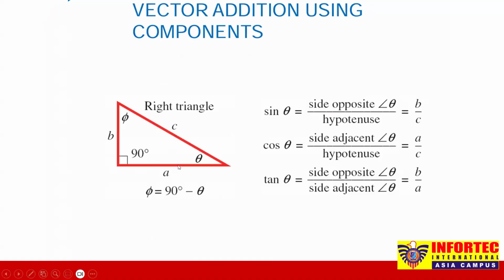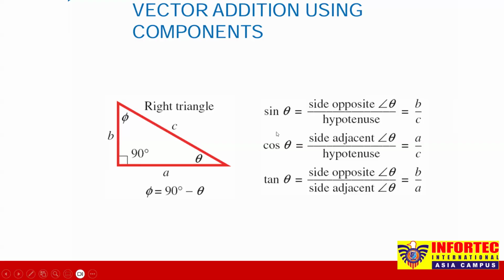You can see the right angle triangle here, with 90 degrees, theta and phi. Phi will equal 90 minus theta, because the sum of the angles of a triangle is 180 degrees. In a right angle triangle one angle is 90, so theta plus phi should equal 90 degrees. Then phi is equal to 90 minus theta.